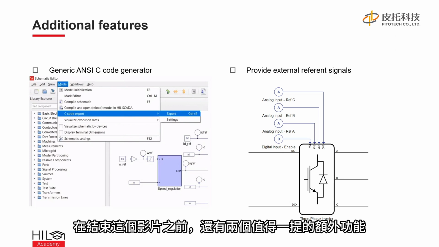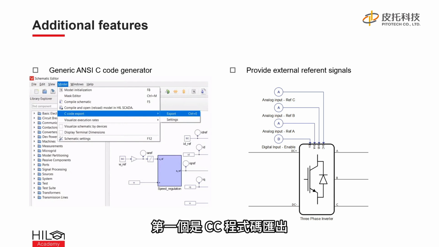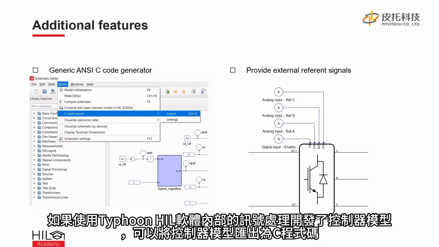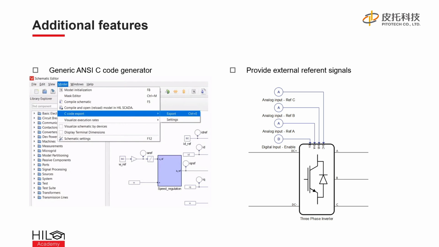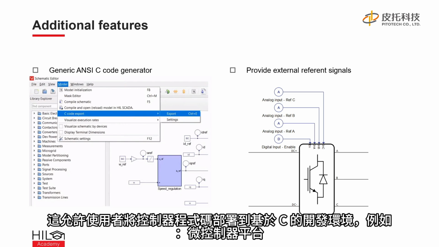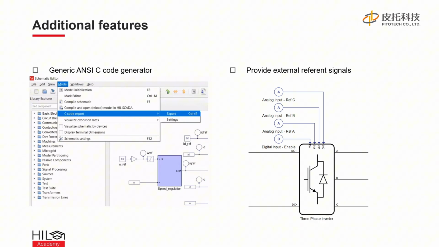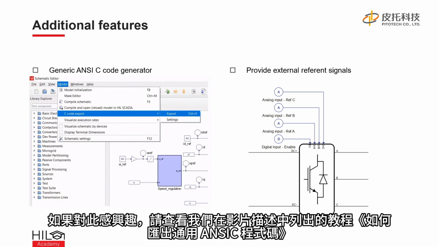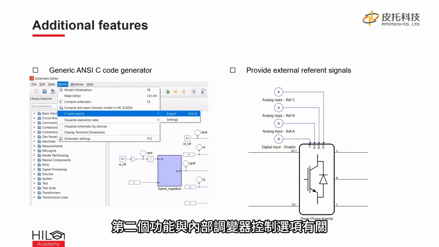Before finishing this lesson, there are two additional features worth mentioning. The first is C-code export. If you have developed a controller model using signal processing inside of Typhoon HIL software, you are able to export the controller model as C-code. This allows you to deploy the controller code onto a C-based development environment, like many microcontroller platforms. If you are interested in this, please take a look at our tutorial, How to Export Generic ANSI code, listed in the video description. The second feature is related to the internal modulator control option.